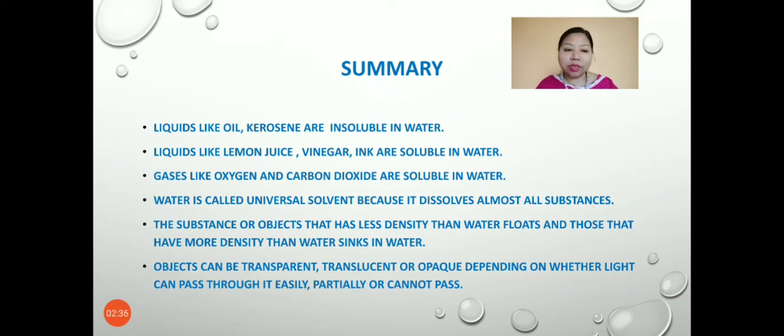The substances or objects that have less density than water float, and those that have more density than water sink in water. Objects can be classified into transparent, translucent or opaque depending on whether light can pass through them easily, light can pass partially, or light cannot pass through the object at all.